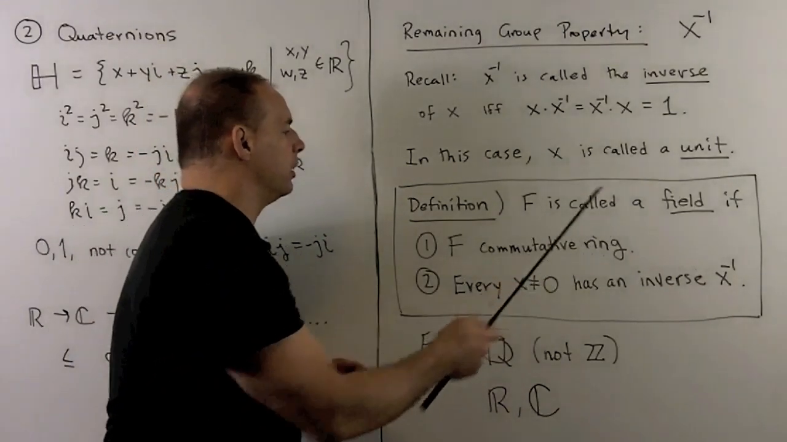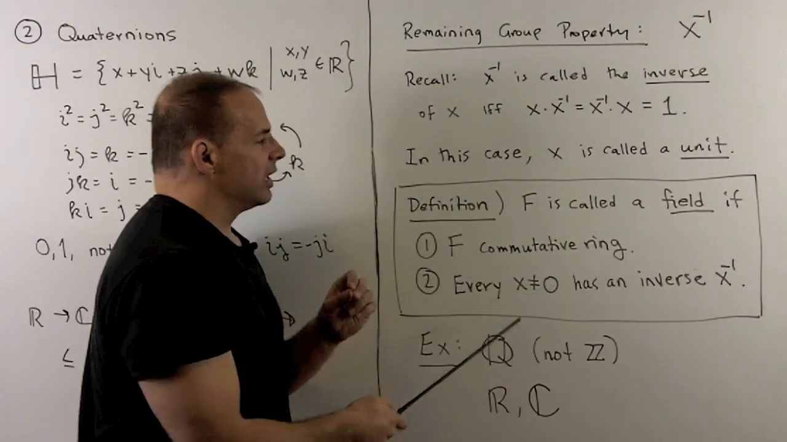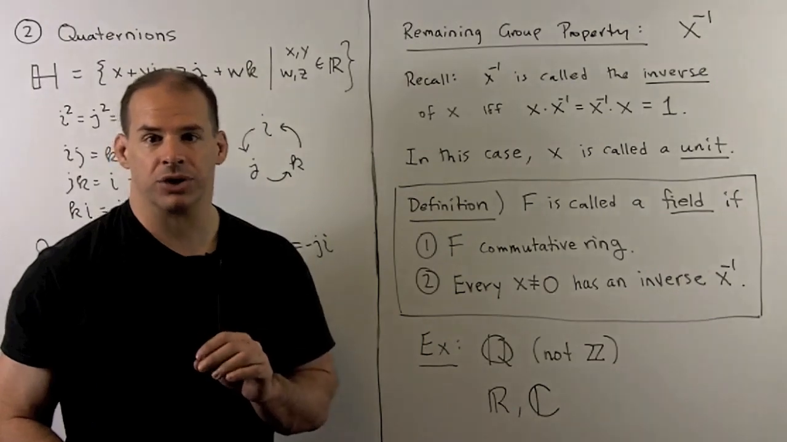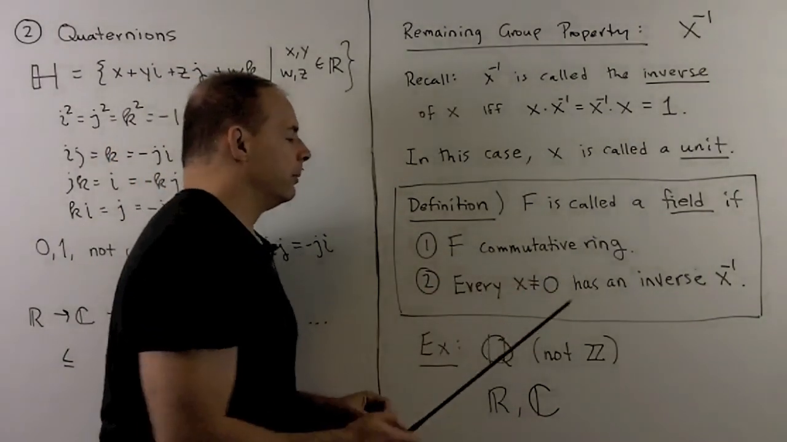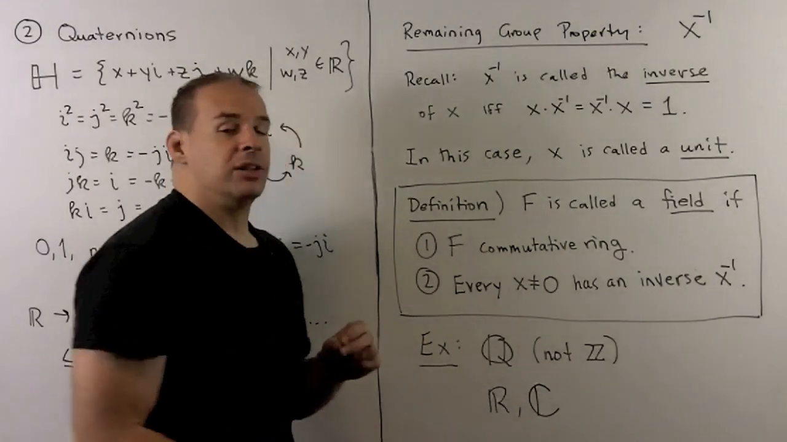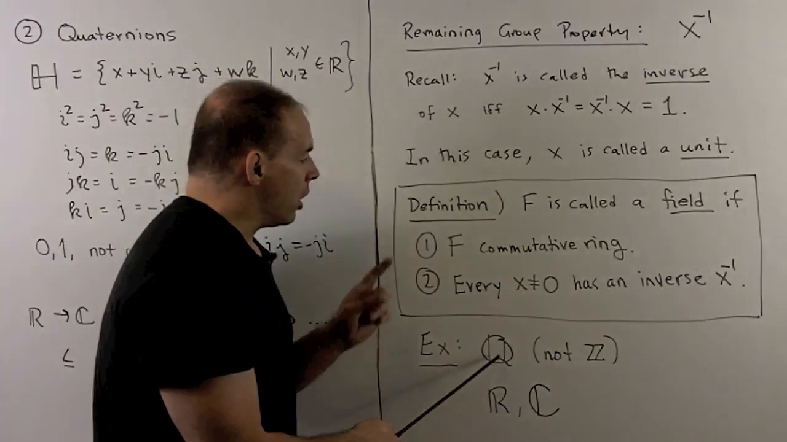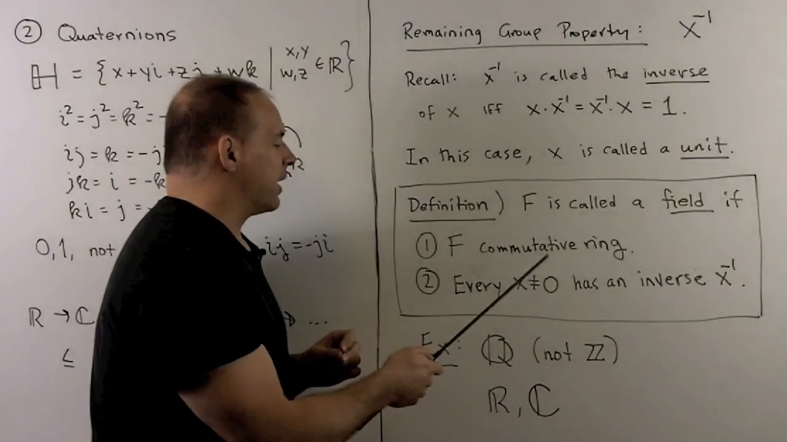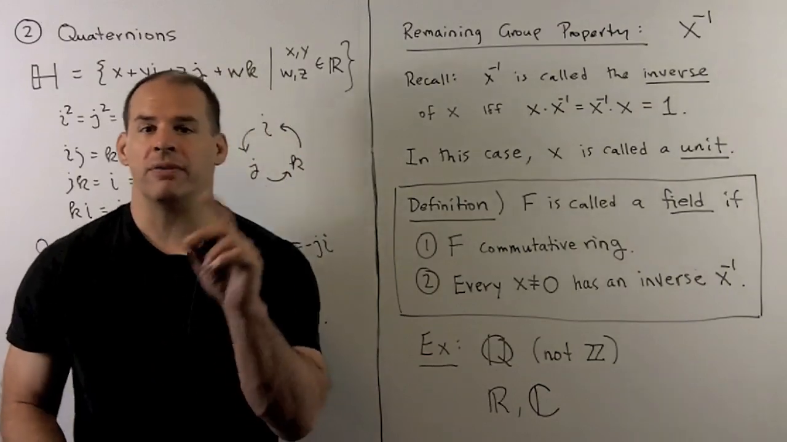So I'll say that F is called a field if F is a commutative ring and every non-zero element x has a multiplicative inverse. Now, the prototype for a field is not going to be the integers. Instead, we use the rational numbers. Also note, the real numbers satisfy these properties, complex numbers satisfy these properties, and we'll have a few others.